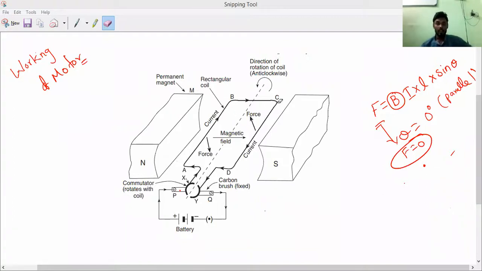Now, suddenly the current will pass this. It won't take much time, correct? Now the current will reach the CD side.